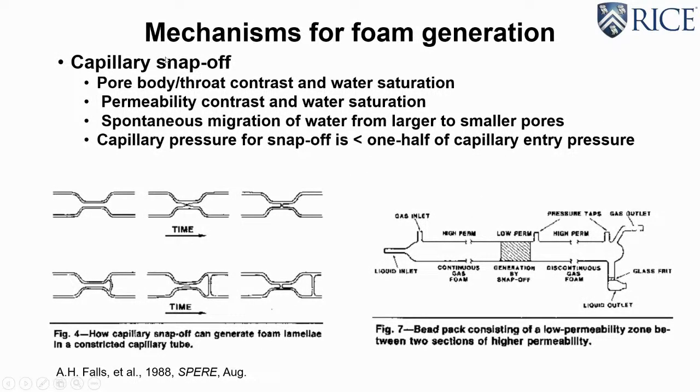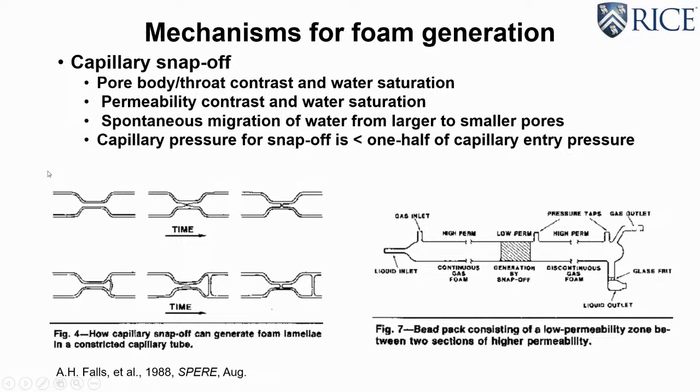Now let's look at the mechanism for foam generation by capillary snap-off. The mechanisms for capillary snap-off are pore body, pore throat contrast, and water saturation, or, on a more macroscopic level, permeability contrast and water saturation. What you have is a spontaneous migration of water from the larger to smaller pores. The capillary pressure for snap-off is less than 1/2 of the capillary entry pressure.